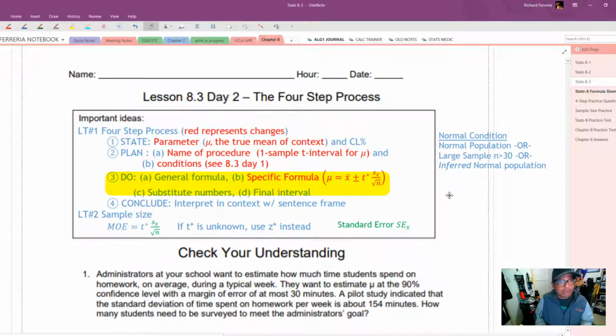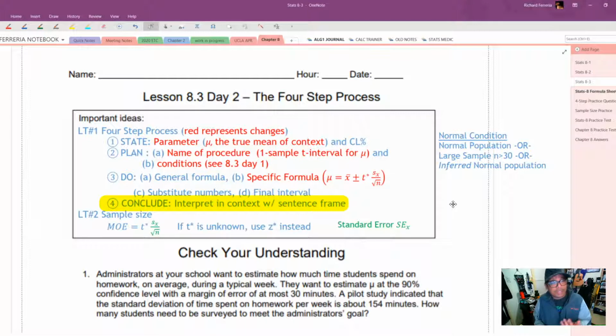Next, we have the do section. So you need the 4 things again: the general formula, the specific formula, substitute the numbers, and then what is the final interval. And then the 4th part of the 4-step process is to conclude, in which you interpret in context using the sentence frame.